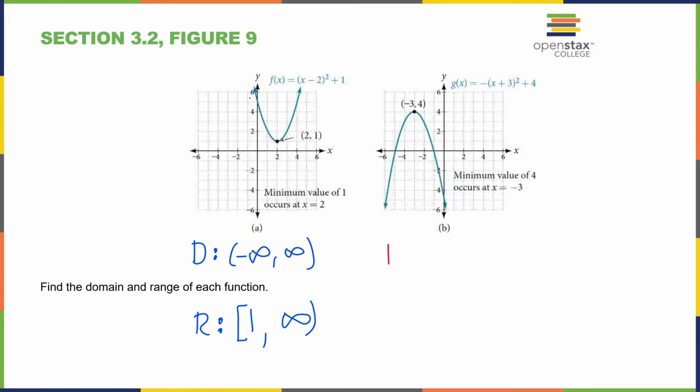So here our domain is still going to be negative infinity to infinity, but our range, our lowest point is actually these downward arrows. So it starts at negative infinity and it goes up to our highest point, which is at 4. This is included, so we have a bracket. Notice that range always goes from lowest to highest. If you wrote 4 to negative infinity, you have it backwards and you need to flip that.